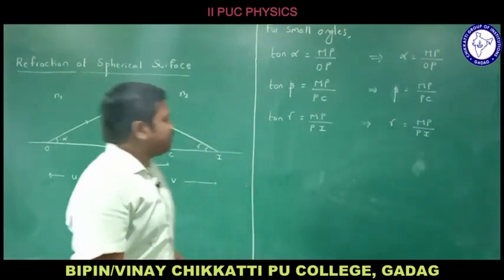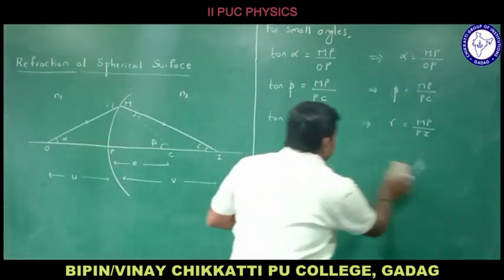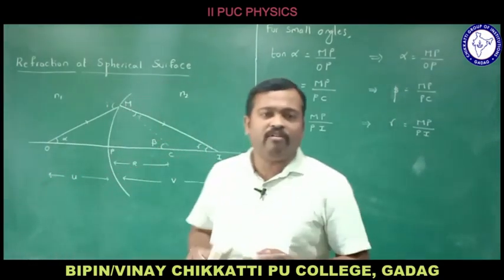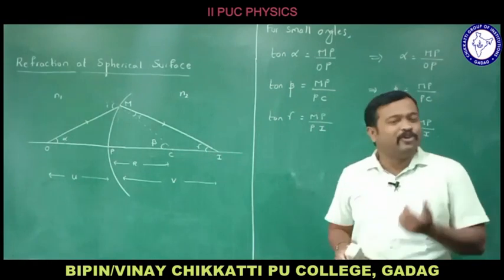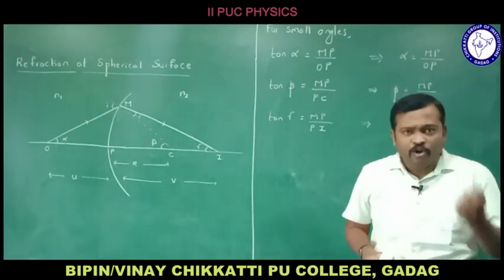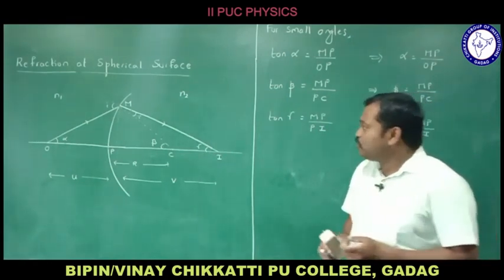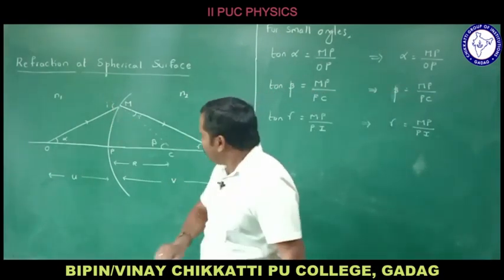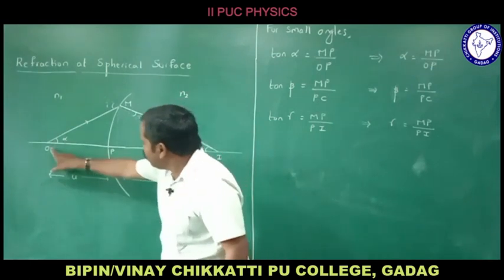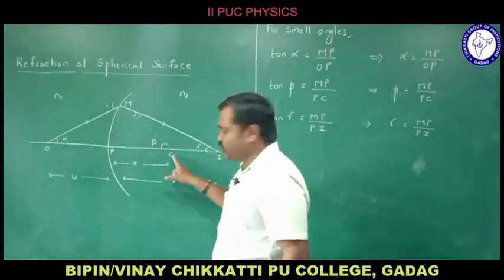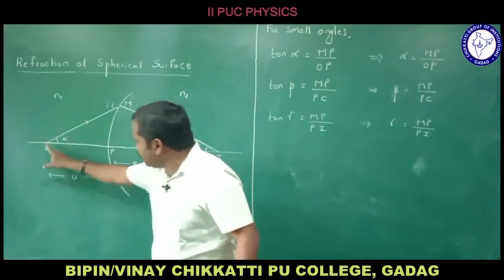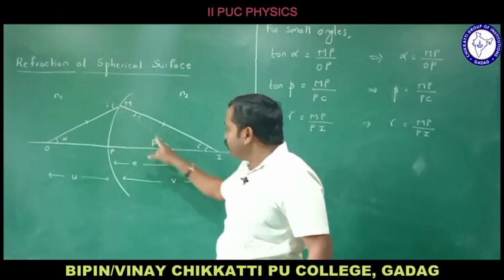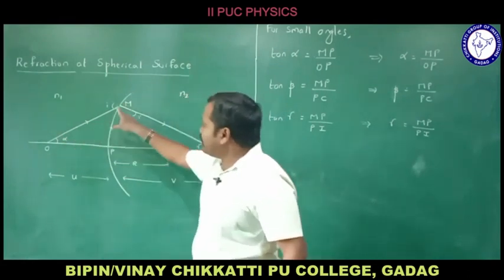Now let us move further. As refraction takes place here, we need to follow Snell's law: sin i by sin r equal to constant. Before that, I need to find what i and r are here. In order to find i, just imagine here, let me take one triangle, the triangle OMC. Just remember, this is the triangle which I am taking. For this triangle, what is angle i?